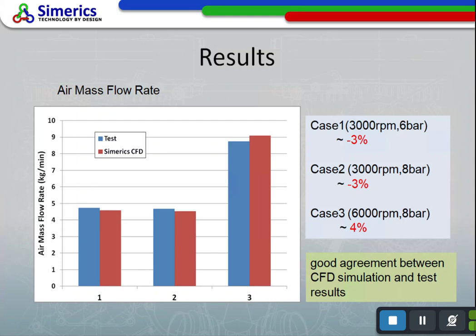roughly about 3% below the test data, and also for case 2, our results are roughly about 3% lower than the test data. For case 3 with 6,000 RPM and 8 bar, the results are about 4% above the test data. Generally, we can conclude that a good agreement is achieved between the CFD simulation results and the test data.